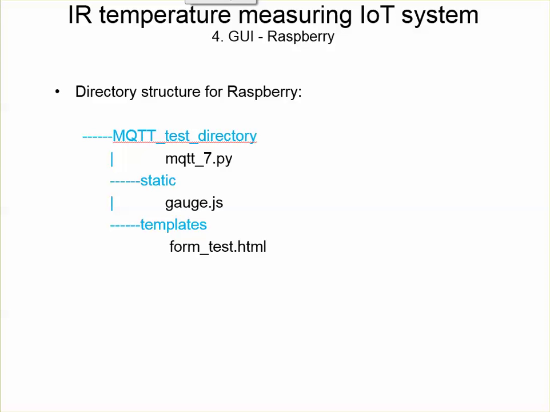And here's the directory structure that you have to create on your Raspberry Pi. Wherever the directory is where you put this code, there has to be subdirectories static and templates. Templates contains the HTML file, and static contains the JavaScript code for that meter. Remember to create this kind of structure, and you have to use the same names for these subdirectory names.